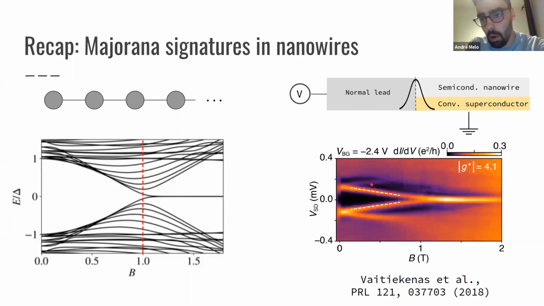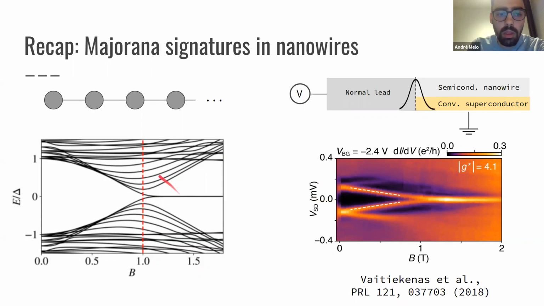Of course, there's a lot of discussion in the literature of whether this is sufficient evidence of Majoranas, but I won't get into any of that. I'm not concerned about that question here. The question I want to ask is this.